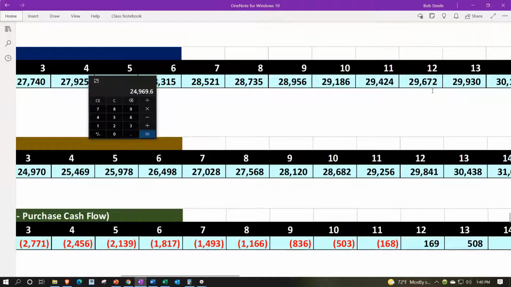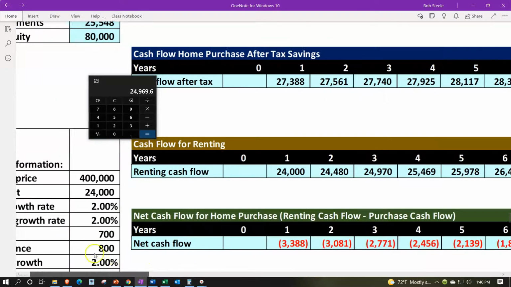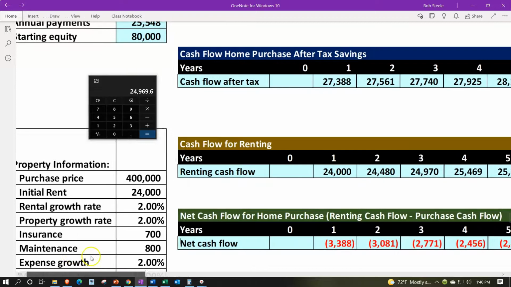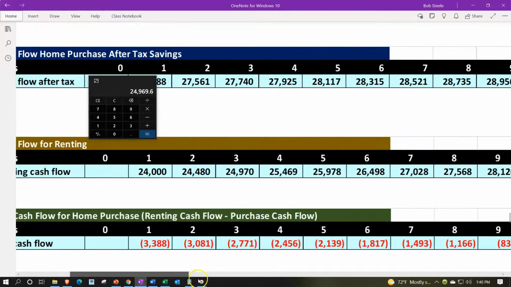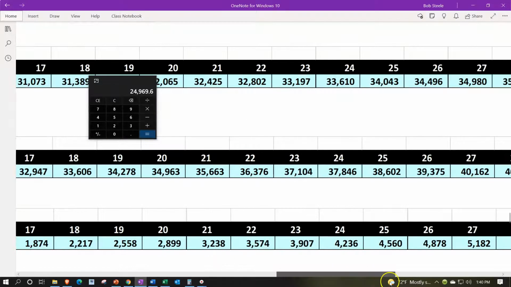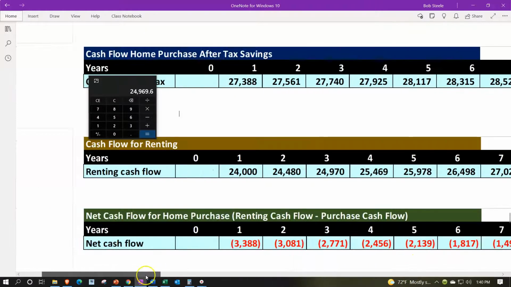Why does that happen? In part because the rent is going up by the inflation of 2%, and the home purchase, we locked in the rate, and therefore the major part of the home purchase, that being the payments for the loan, are kind of locked in. So we got that flipping that will happen here, net outflow, then it flips, and then you got this change on the benefit side of things, and you've got a benefit in year 30 with regards to the cash outflow for the purchase versus the renting.